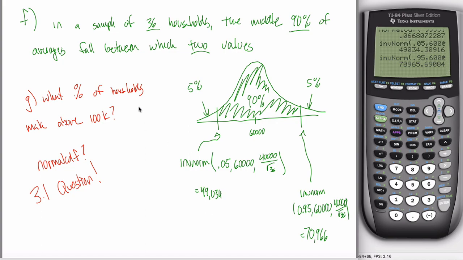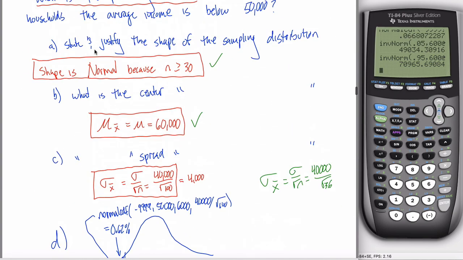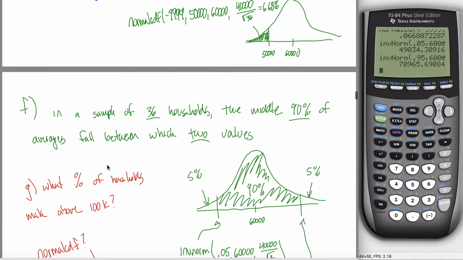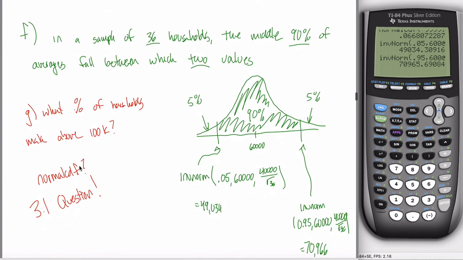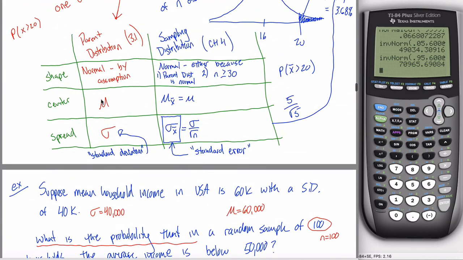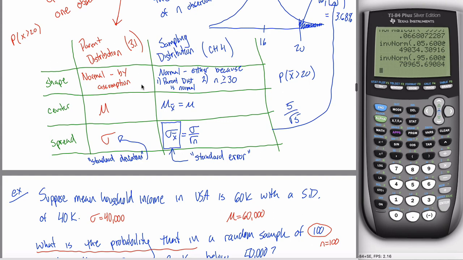So you're like, oh, okay, so I can just do it and leave my spread as 40 grand. No, actually, because in order to be able to do G, it has to tell you that the shape of the parent distribution is approximately normal. So if I said, suppose household income is approximately normal, and the mean is 40 grand and the standard deviation is 60 grand, then I can ask you chapter 3 questions like this. Then you could do this. But without that assumption that the parent distribution is normal, we can't do chapter 3 questions. In every single chapter 3 question, you have to be told that the parent distribution is normal. Otherwise, you can't do it.